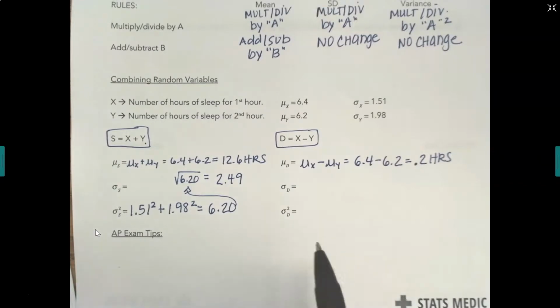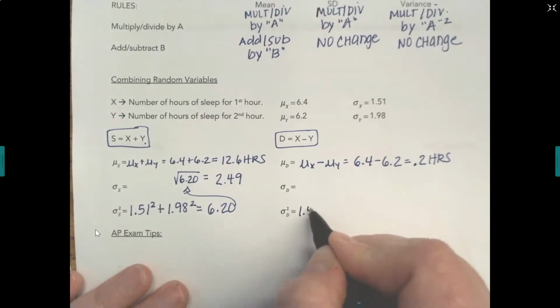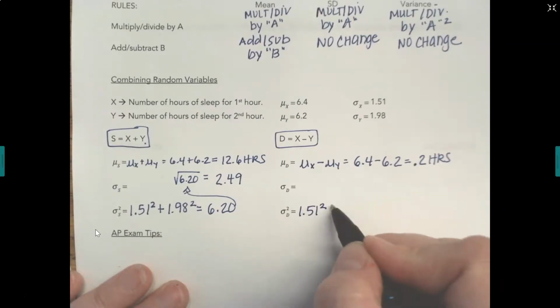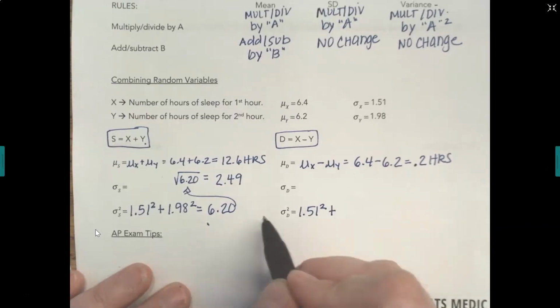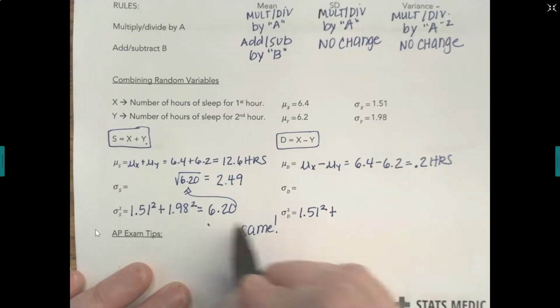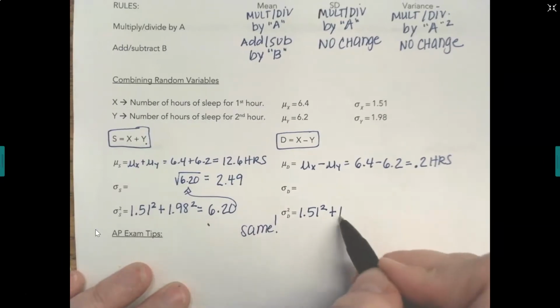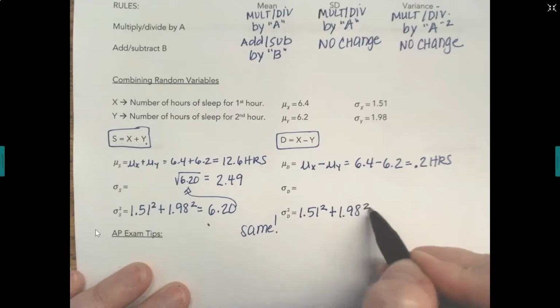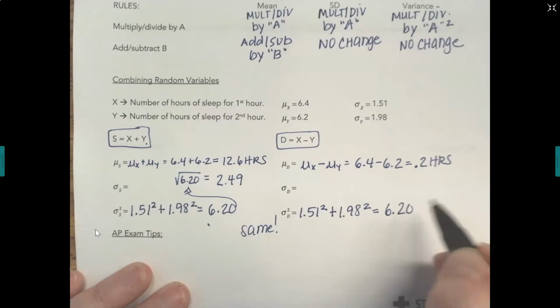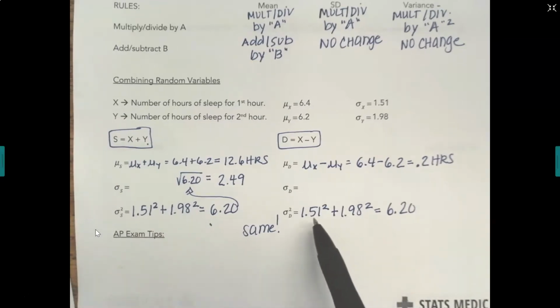Now, let's look at our variances. Remember, it's your standard deviation squared, 1.51 squared, but we still have to add. So in this case, these work the same as when you were adding. Even if we're subtracting, this will be 1.98 squared, which will still give me the 6.20. That is not going to change, and here's why.